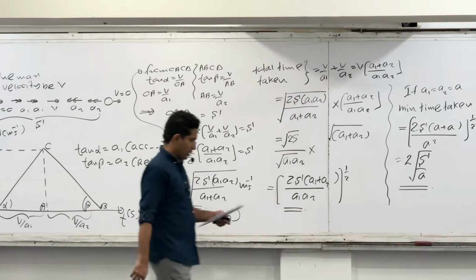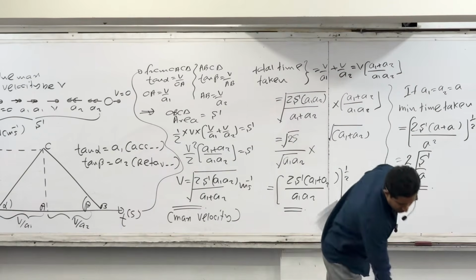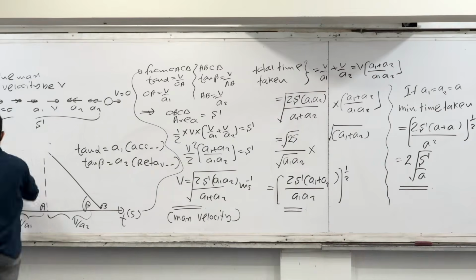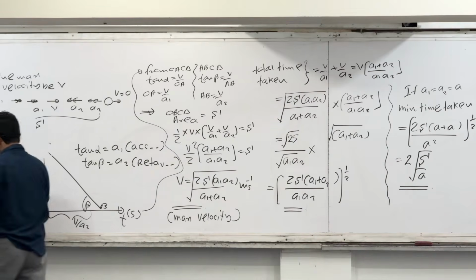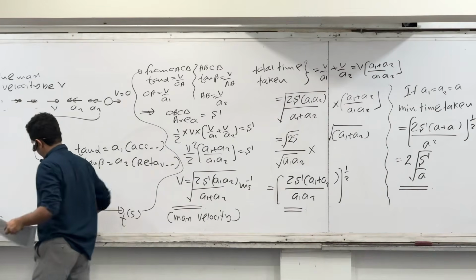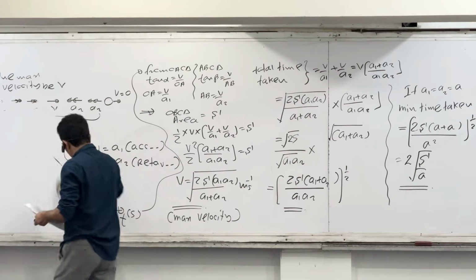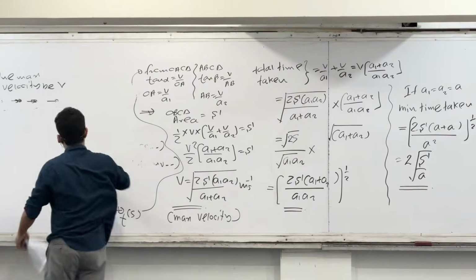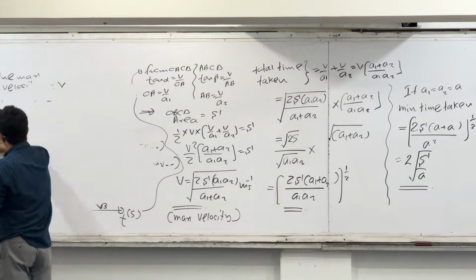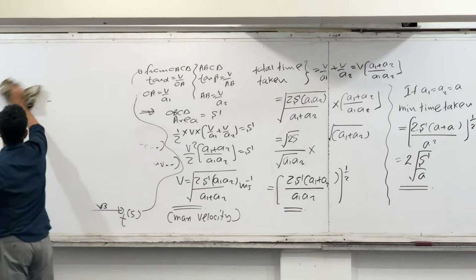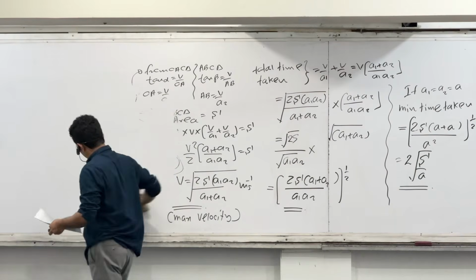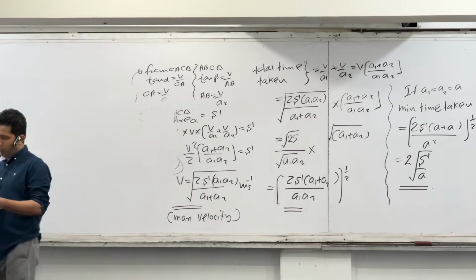Then question number 4. A body travels on a straight line with uniform acceleration.